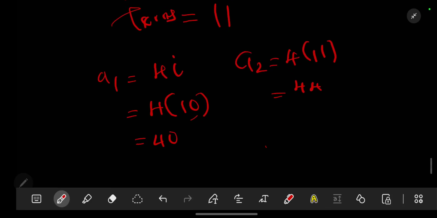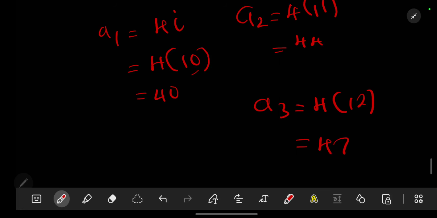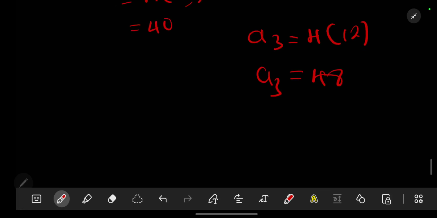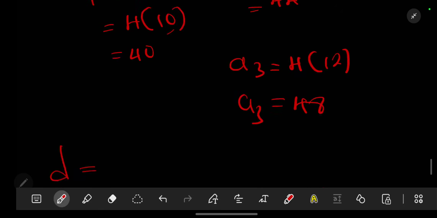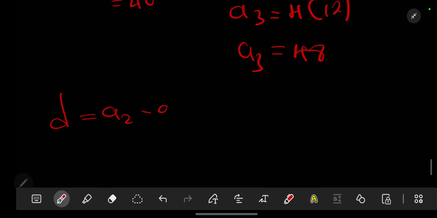Likewise, our A3 should be equal to 4 times our 12, which will be equal to 48. So this is our A3. Therefore, to find the difference, you will find that the difference will be 40. Your difference will be A2 minus A1. Your difference can also be A3 minus A2, the preceding terms, those that are following each other.